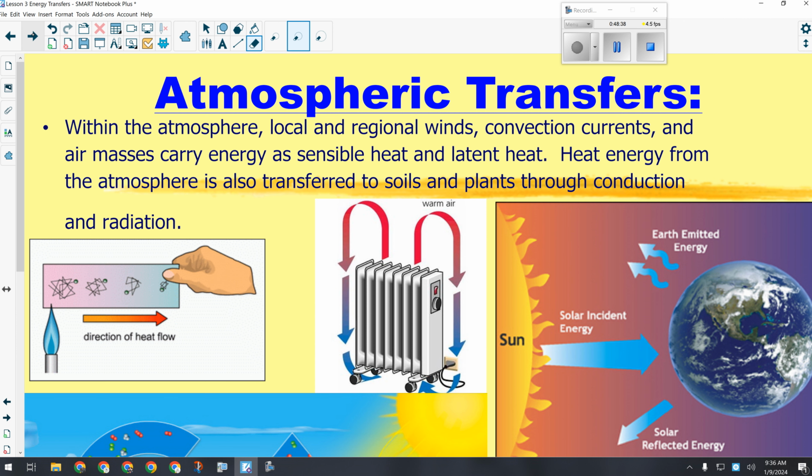Okay, so there are 3 ways that heat can be transferred. Those methods are conduction, convection, and radiation. Now, conduction happens in solid objects only. So, conduction is heat transfer by particle motion.